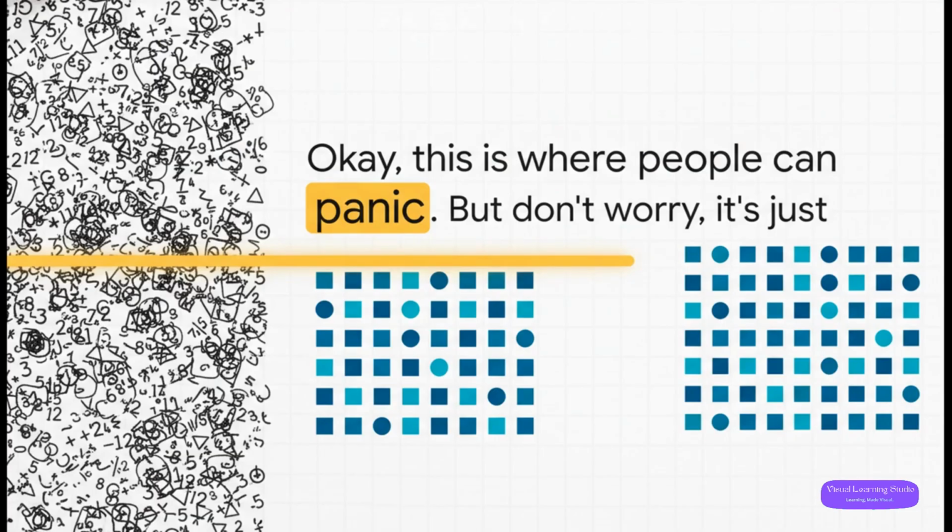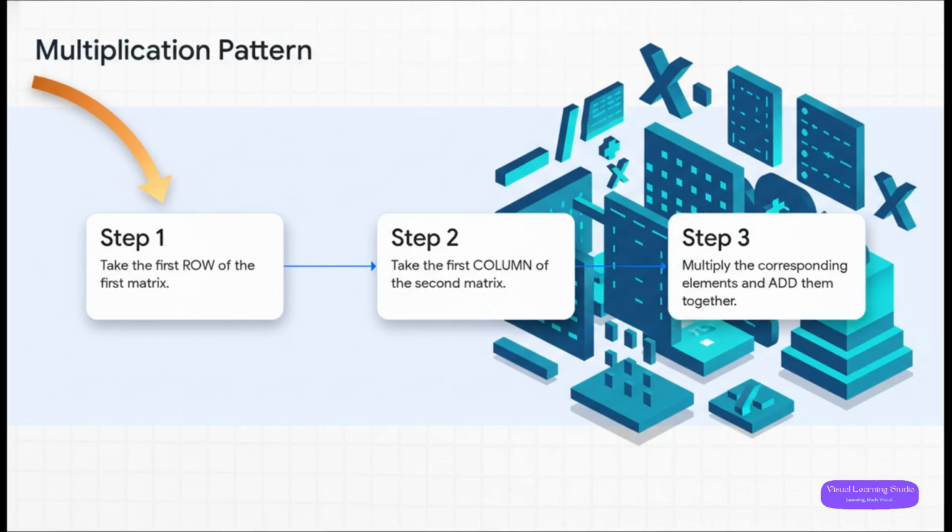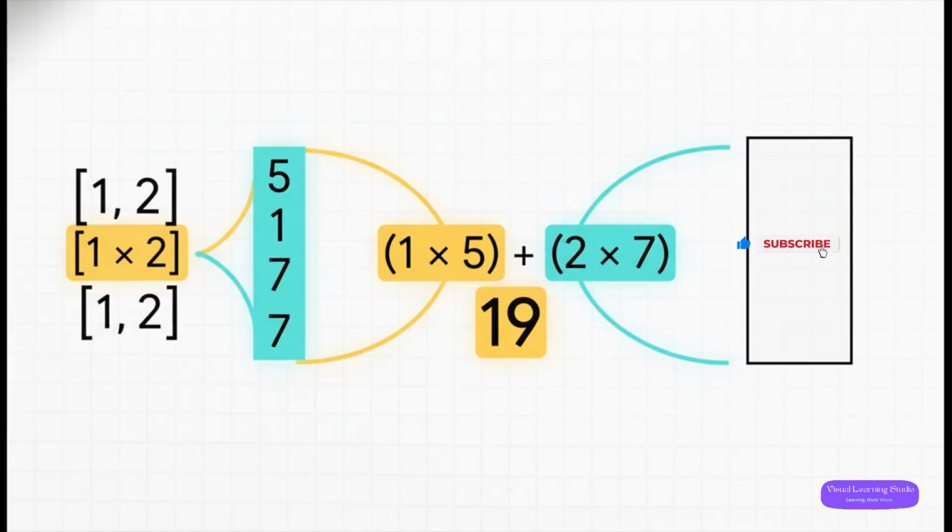But there's a pattern, I promise. Just think of it like this. A row from the first matrix meets a column from the second. So here's the pattern. Take the first row, then the first column, multiply the pairs, and add them up. So 1 times 5 plus 2 times 7, that's 19. And that's our first number.